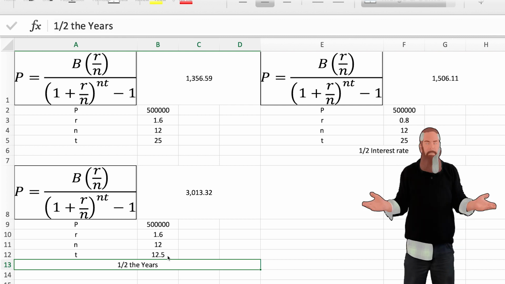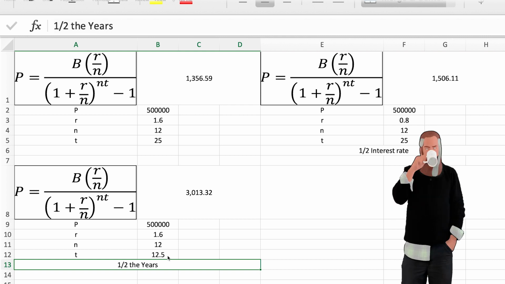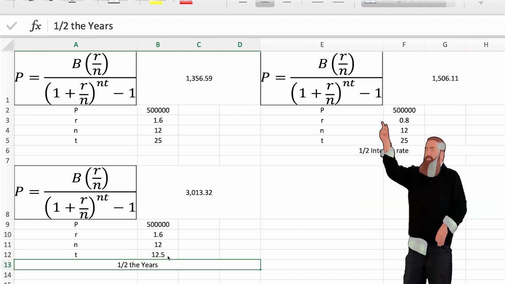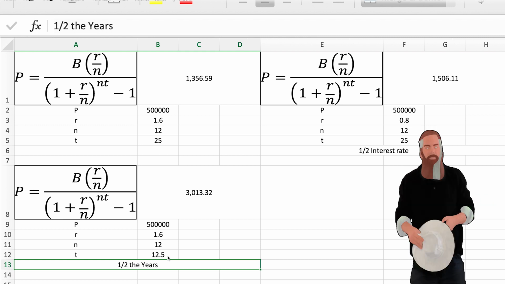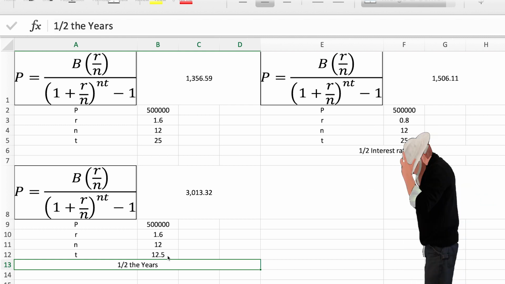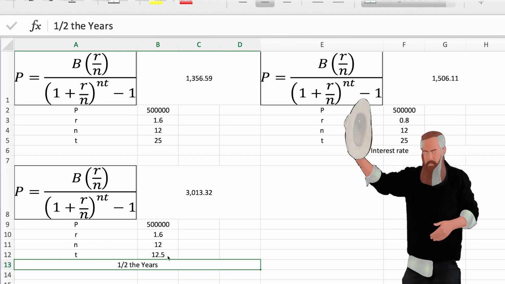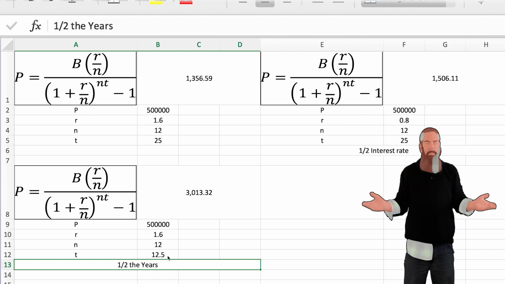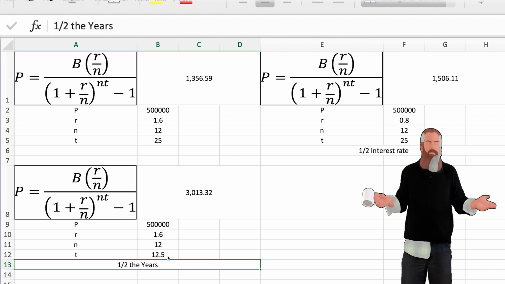And we get $1,506.11. But if we go down to the one underneath and change the time frame to 12.5 years, we're going to get $3,013.32. Seeing that half the number of years has the greatest effect on what the monthly payment would be.